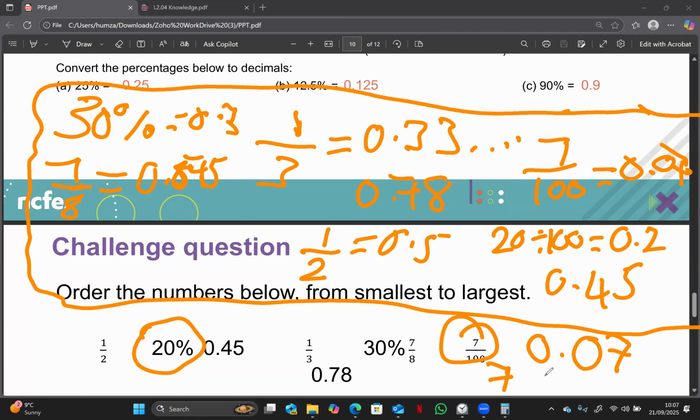The first one: what's the bigger number, 7 or 33? Sorry? No, the bigger. 33, sorry. What's a larger number, 33 or 7? 33. Yeah. So that's why 0.33 is bigger than 0.07.